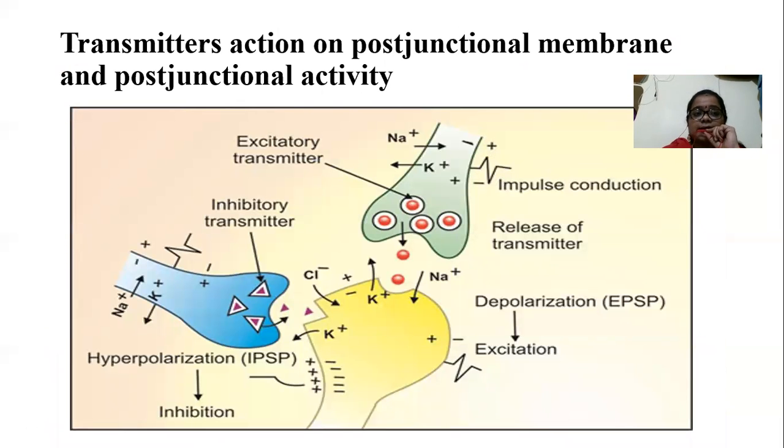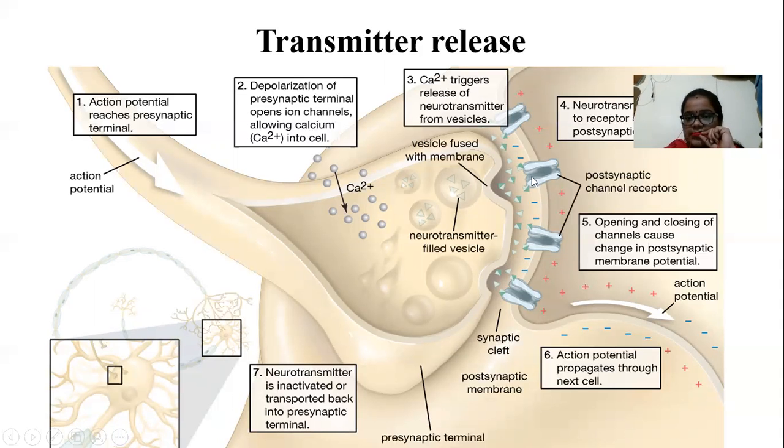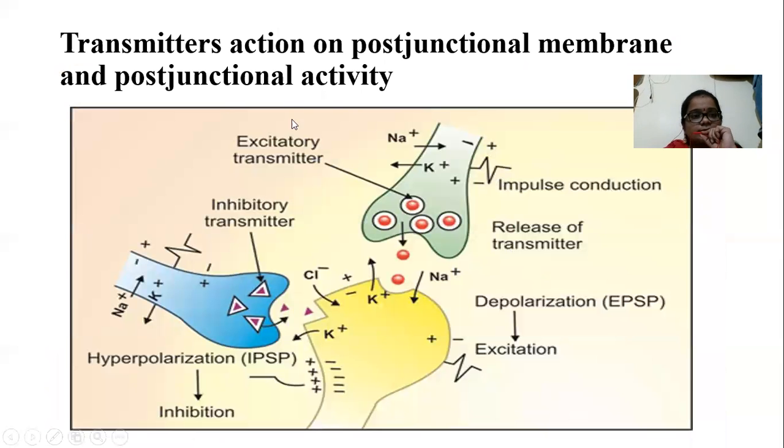And the third step is transmitter action on the post-junctional membrane. Okay, so this one is release. After release, it binds with the postsynaptic neuron. So this is the transmitter action on the postsynaptic neuron or post-junctional membrane. And the third step is post-junctional activity. Okay, in this diagram these two steps are covered: transmitter action on the post-junctional or postsynaptic membrane, and the third step, post-junctional or postsynaptic activity.